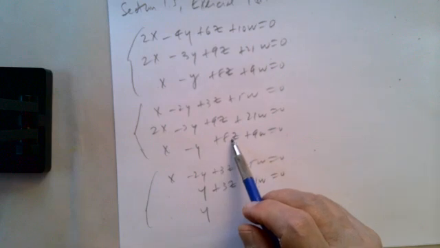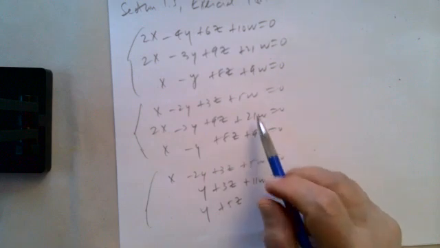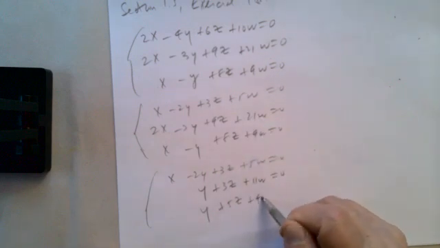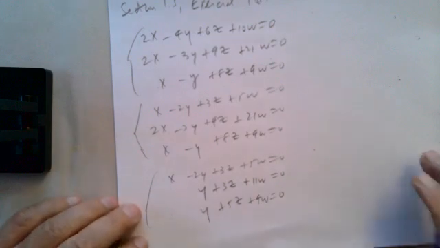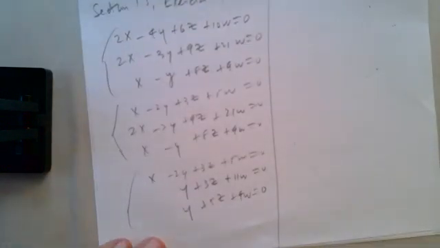8 minus 3 is 5z. And 9w minus 5w is 4w. Right? So I seem to get that. Is that okay? Yeah. Right.